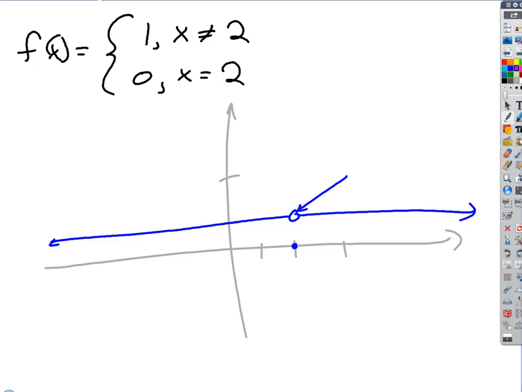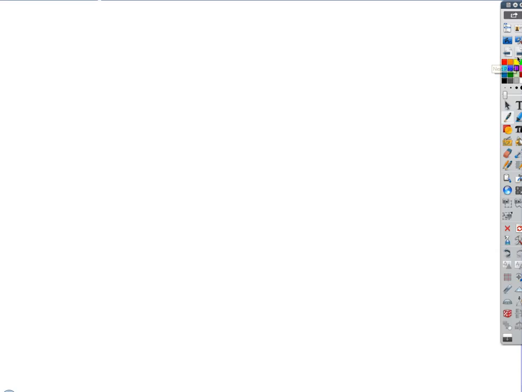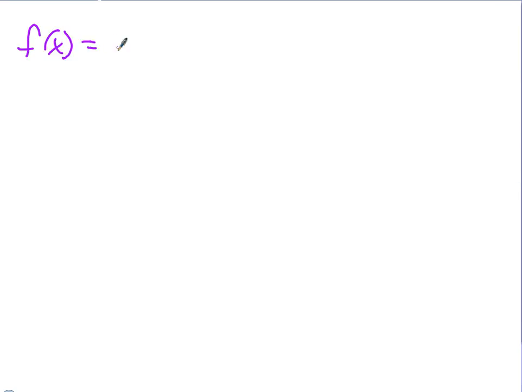Here's a place where there's a limit, but the function is bizarre, and the value of the function is not where the limit anticipates it's going to be. Let's look at an example where a limit doesn't even make sense. How about some really weird terrain? Okay, how about this one? What if we do the absolute value of x over x?